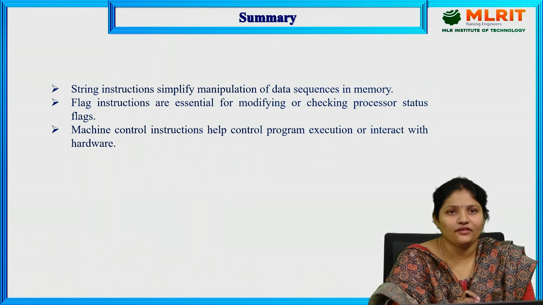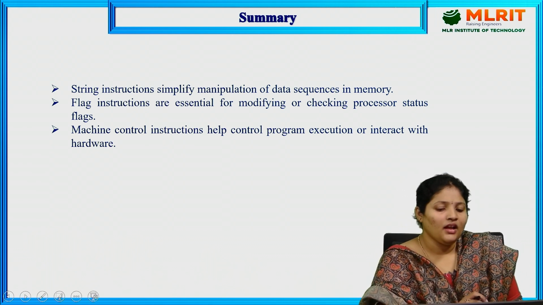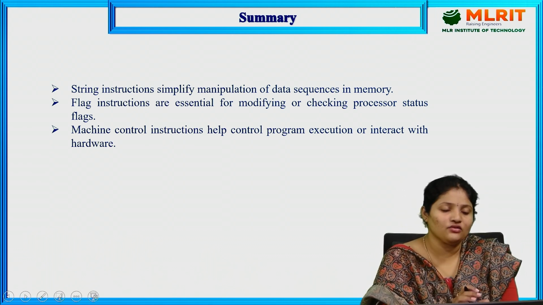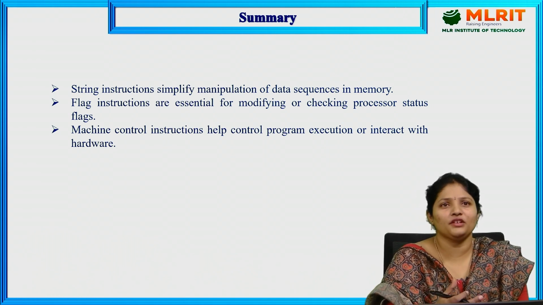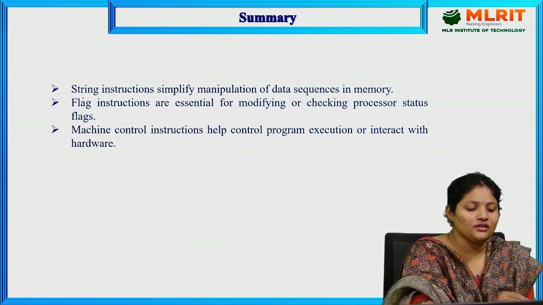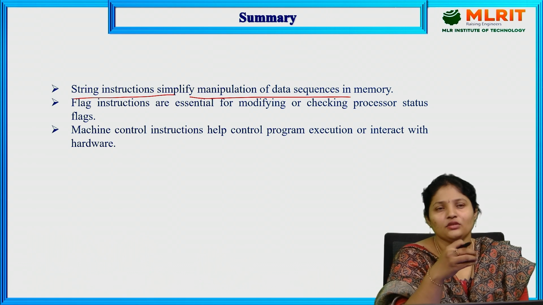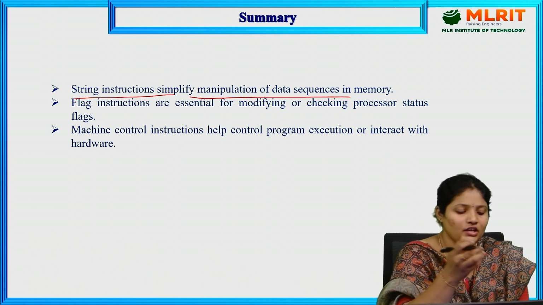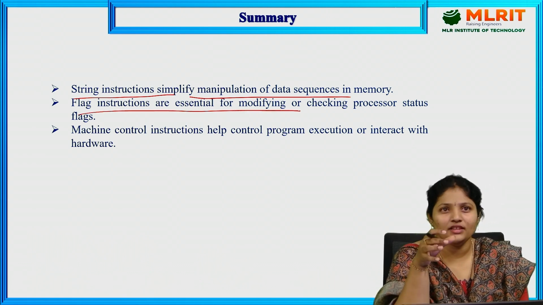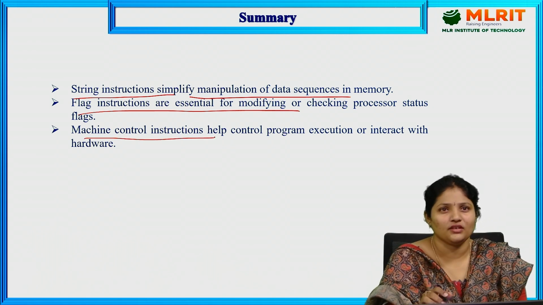So far I have discussed the string instructions, flag manipulation or bit manipulation instructions, and machine control instructions. What are the applications of these instructions? To perform operations on strings or to display a string, these string instructions are used. To check or manipulate the status of the outputs, we can use flag instructions, and to control the execution or the hardware connected to the 8086 microprocessor, we can use machine control instructions.